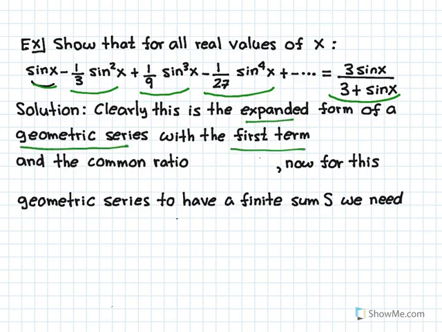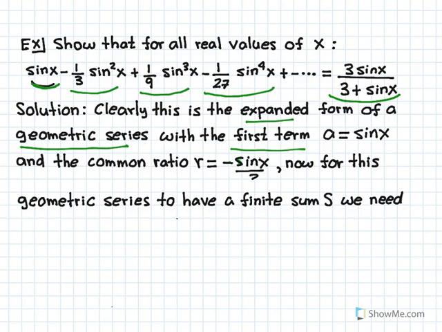With the first term a equal to sine x, and the common ratio r is equal to, what is the common ratio? Well, you will notice, if you take the first term, which is sine x, and multiply it by minus sine x over 3, you get the next term, which is minus sine squared x over 3. So we know the ratio of successive terms is always going to be minus sine x over 3. Any term, if you multiply it by minus sine x over 3, you'll get the next term. So common ratio r is equal to minus sine x divided by 3.